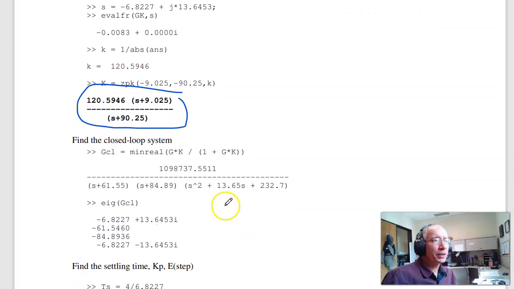To plot the step response, I'll then calculate the closed loop system, gk over 1 plus gk. The eigenvalue, there is one right here, and there really should be a pole at -6.8 plus j 13.6 because I picked k to put the pole there. So there should be a pole where I put it. And it's not exactly the same, but pretty close. Actually, it is the same. Okay.